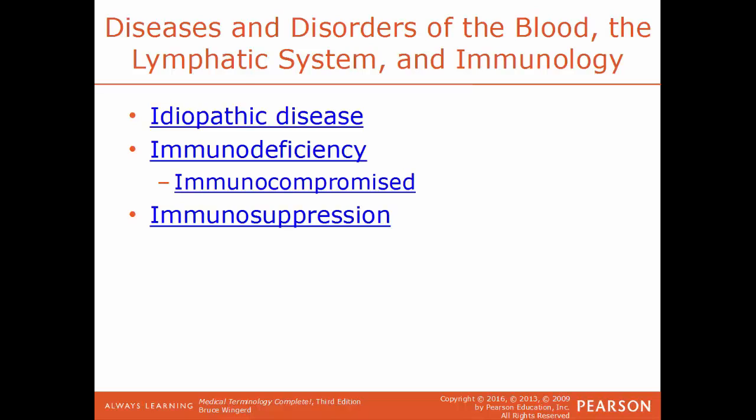Immunodeficiency, also known as immunocompromised, this is where your immune system becomes weakened. When your immune system is compromised or weakened, it can't function as properly as it should, which means you will get sicker faster and for longer periods of time.